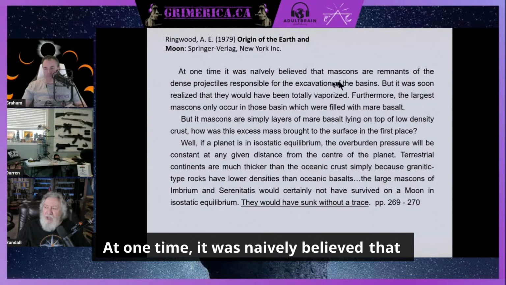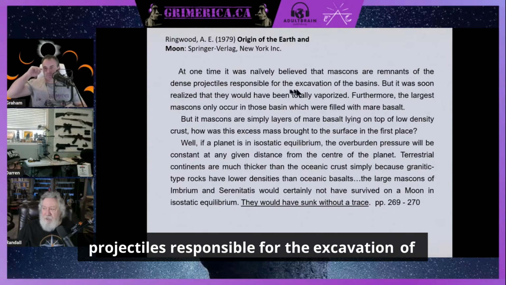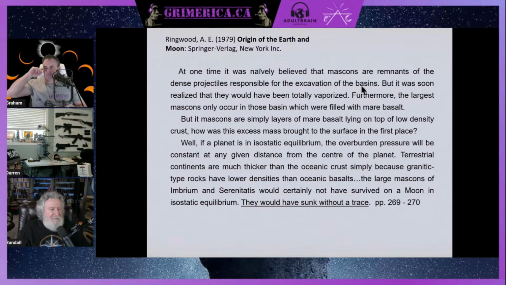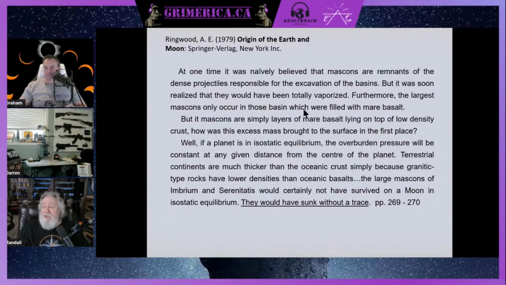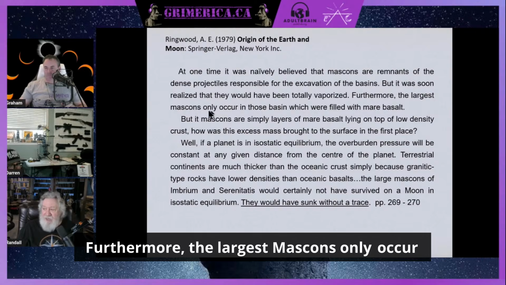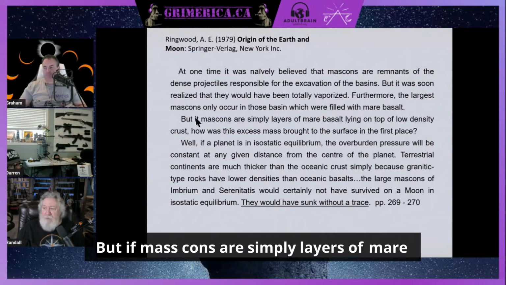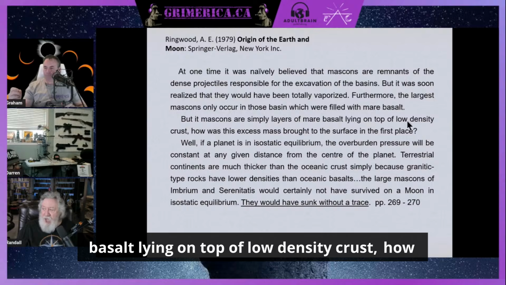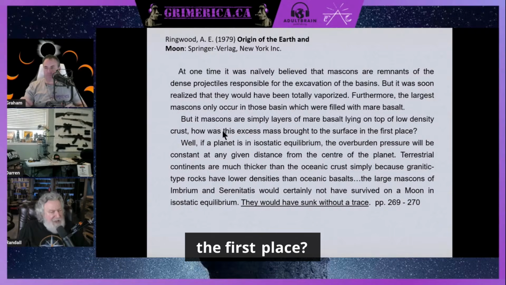At one time, it was naively believed that mascons are remnants of the dense projectiles responsible for the excavation of the basins, right? But it was soon realized that they would have been totally vaporized. Furthermore, the largest mascons only occur in those basins which were filled with mare basalt. But if mascons are simply layers of mare basalt lying on top of low-density crust, how is this excess mass brought to the surface in the first place?